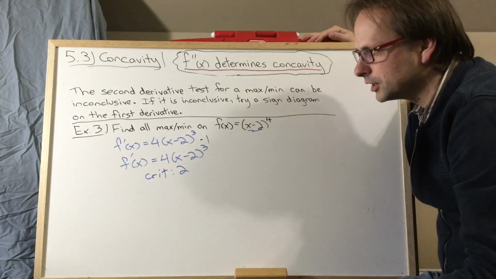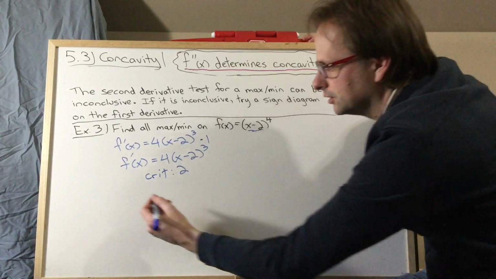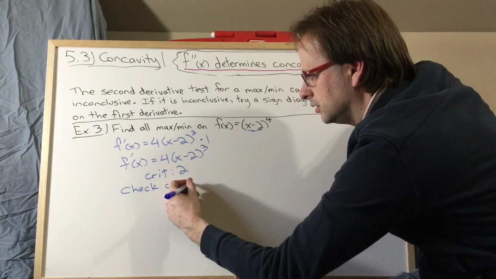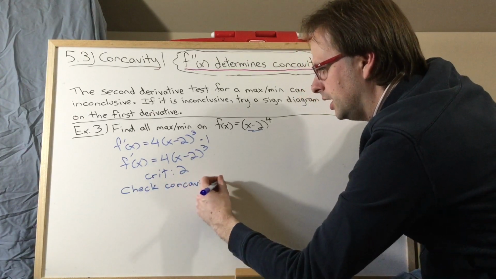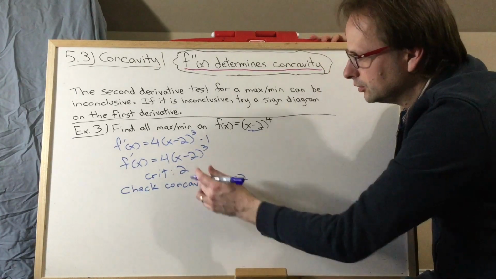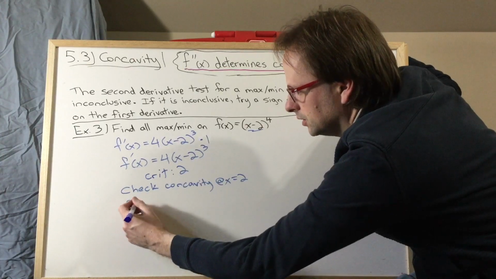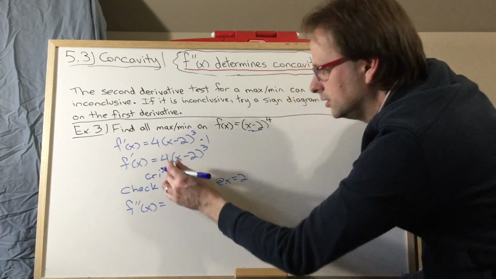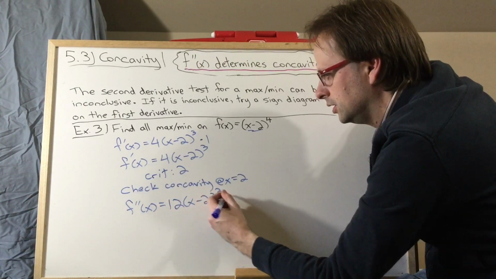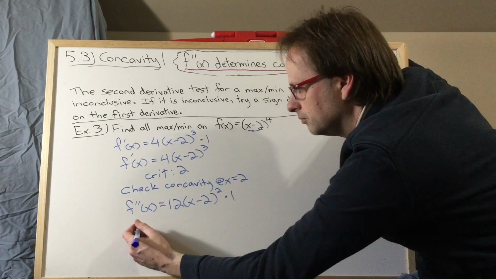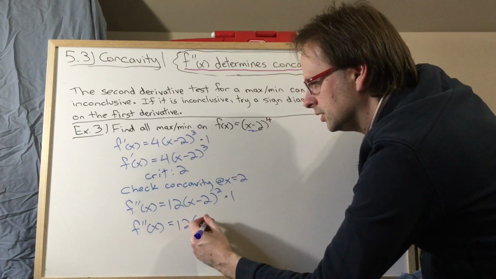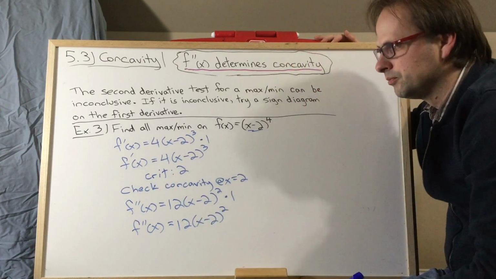So with this second derivative test, what we would do next is check the concavity at x equals 2. Okay, and to do that we need the second derivative. So I'll differentiate again. F double prime is going to give me 4 times 3 is 12, (x minus 2) now squared, times the derivative of the inner, which is 1, or 12 times (x minus 2) all squared.